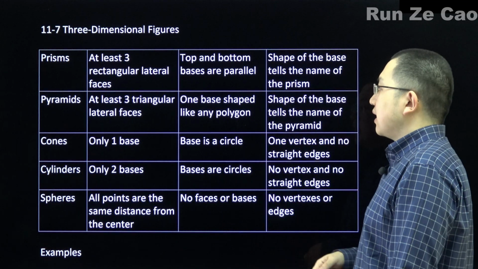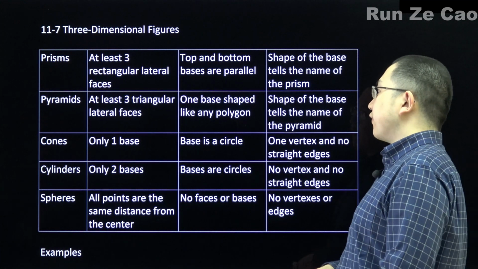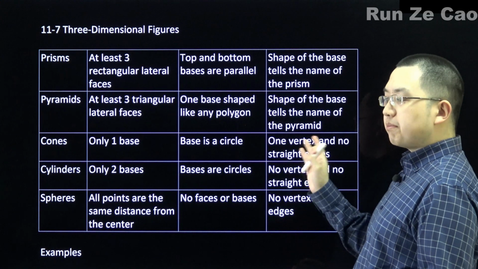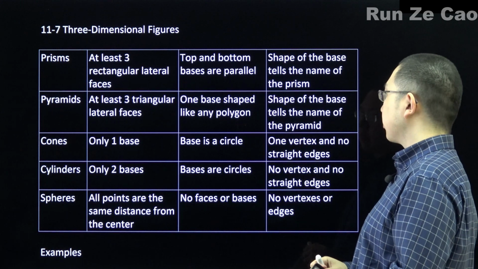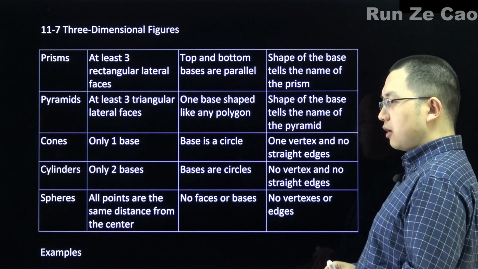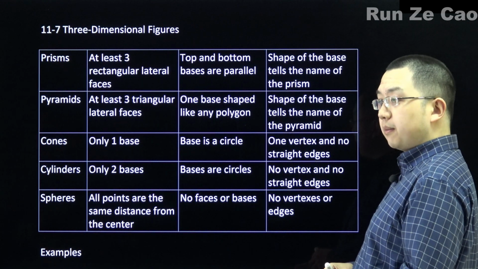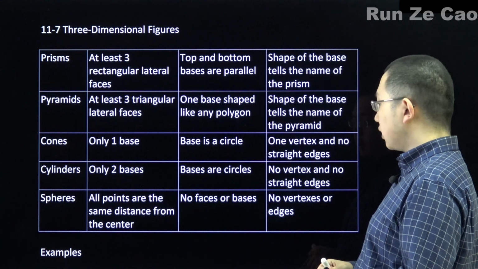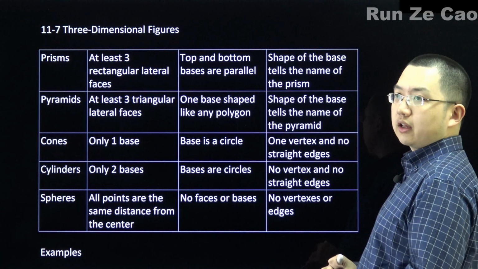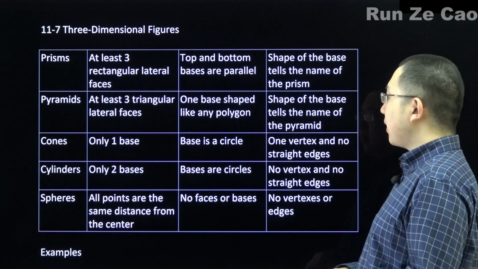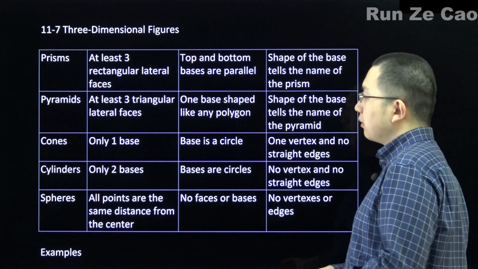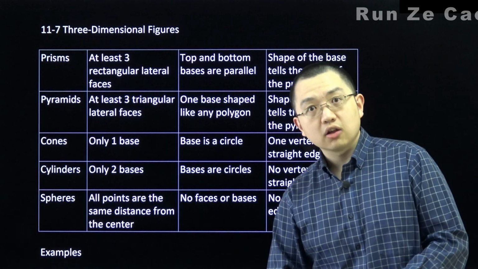A pyramid has at least 3 triangular lateral faces, and it has one base shaped like any polygon, so any closed shape. The shape of the base tells you the name of the pyramid. It can be, say, a square-based pyramid, a rectangular-based pyramid, any other quadrilateral, like, say, a rhombus or parallelogram-based pyramid. It doesn't matter. And then there's like triangular pyramids, pentagonal pyramids, and so on.